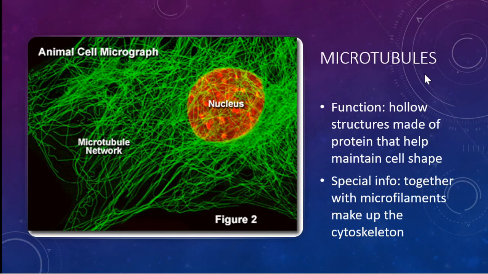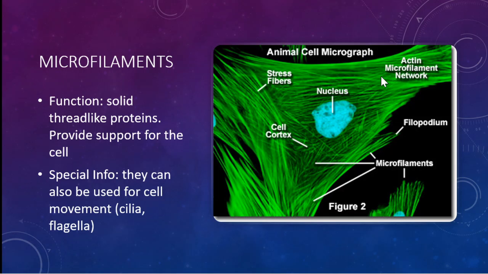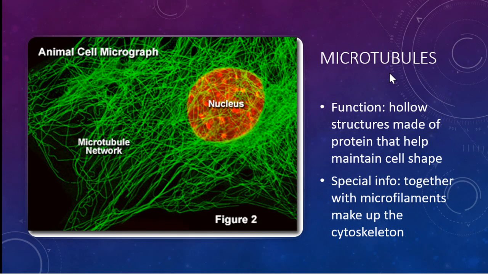Microtubules now. Their function is hollow structures made up of protein that help maintain cell shape. So the difference between the microfilaments, which are kind of like just strings, and microtubules, which are like tubes, is they kind of look like PVC tube. Their special information is that together with microfilaments, they make up what we call the cytoskeleton, just like your bones make up your skeleton. The cyto, like cytoplasm skeleton. So between the microfilaments and the microtubules, that's how the cell does not collapse and it keeps its shape.